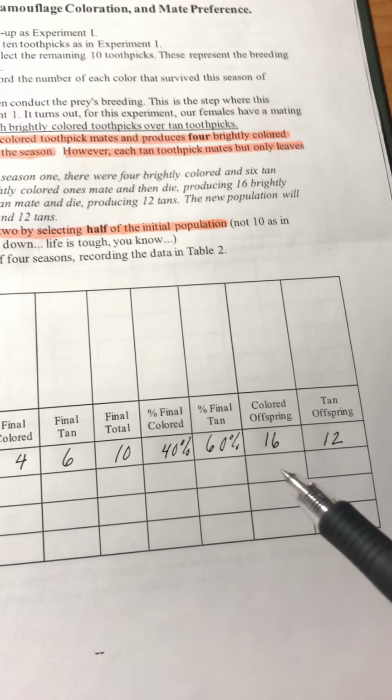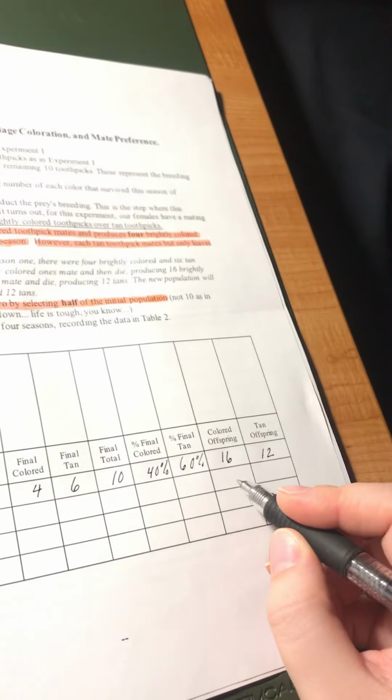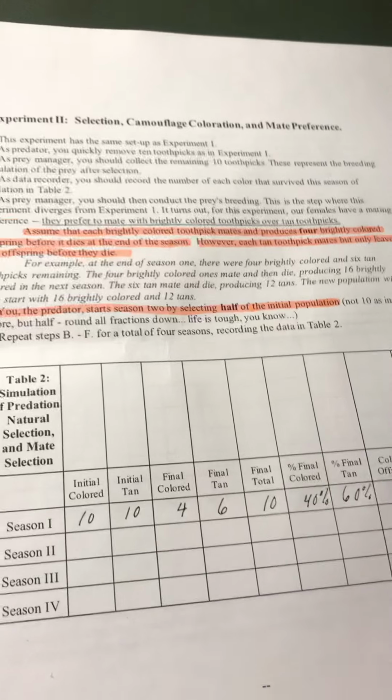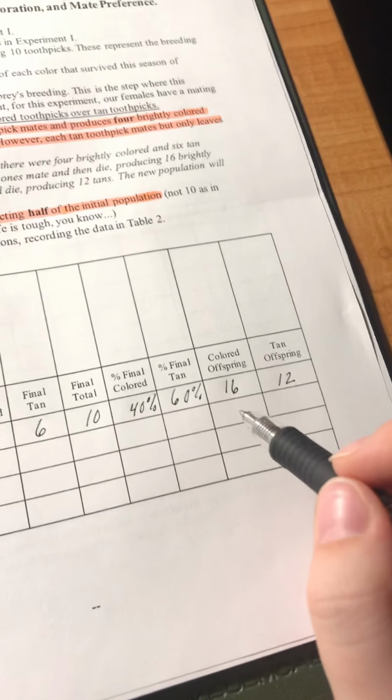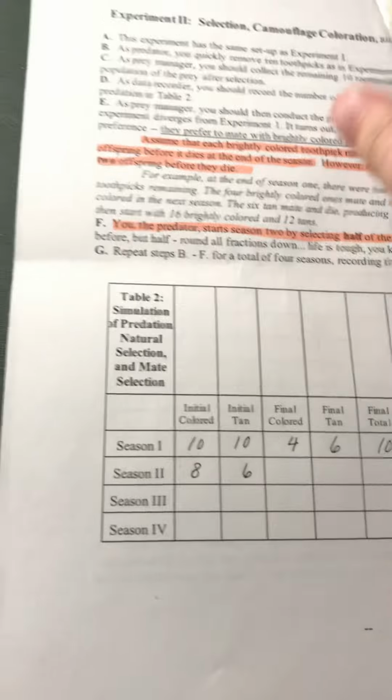Sorry, I just lost my train of thought. I am going to do some math. Alright. So we're going to start with half of the initial population. So it would be 16 and 12, but now it's going to be 8. Half of 12 is 6. So that's what we're going to start with in season 2.